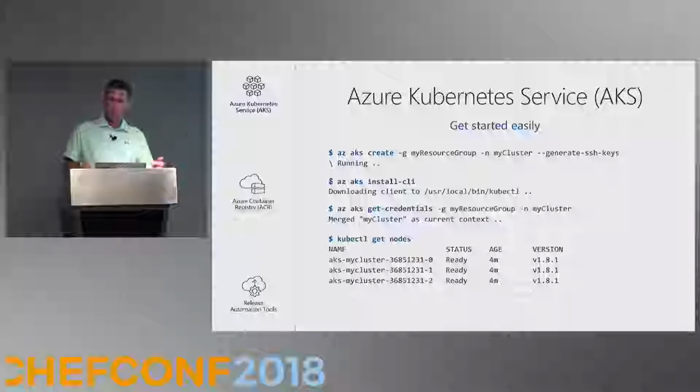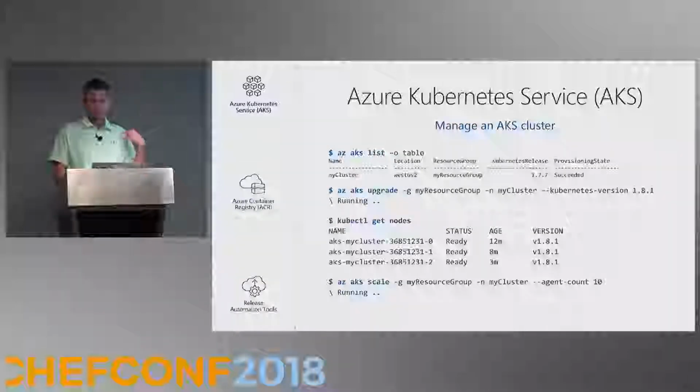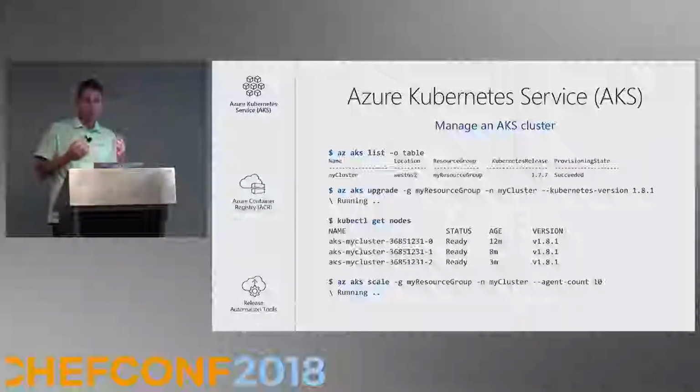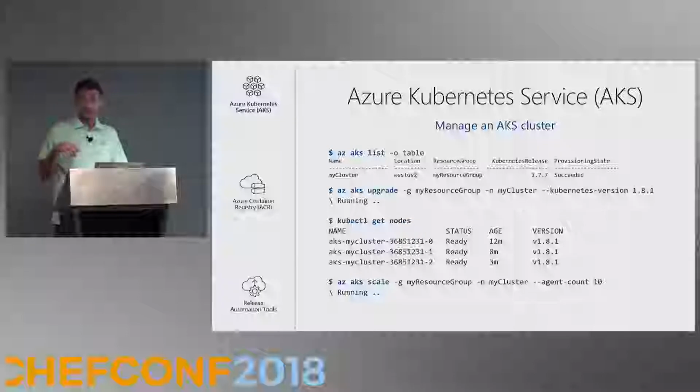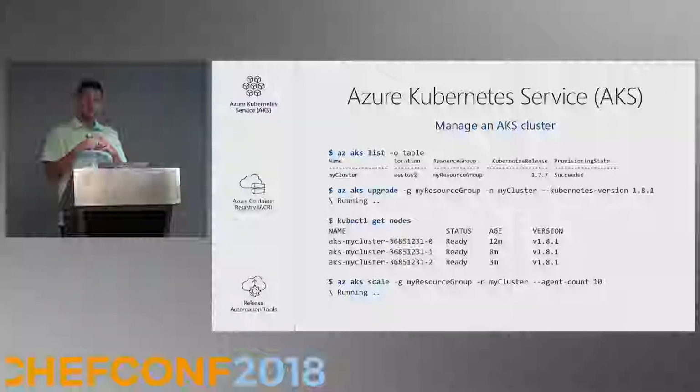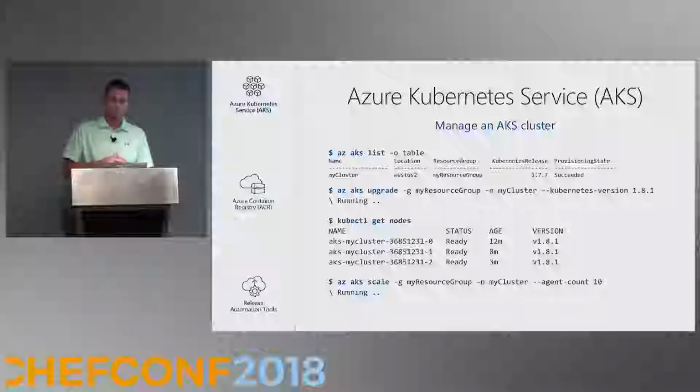Okay. Then you can run all your stock commands: get nodes, get pods, etc. You can upgrade it, you can scale it. Some of the upcoming features will be actual auto scaling of the infra. In other words, you'll be able to auto scale the infrastructure that's behind it. Right now, you can use Kubernetes to application level scale it, but some of those features are coming up shortly.